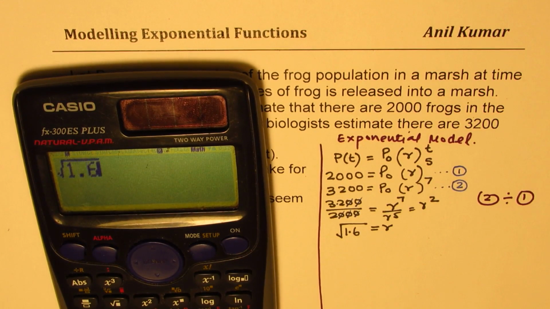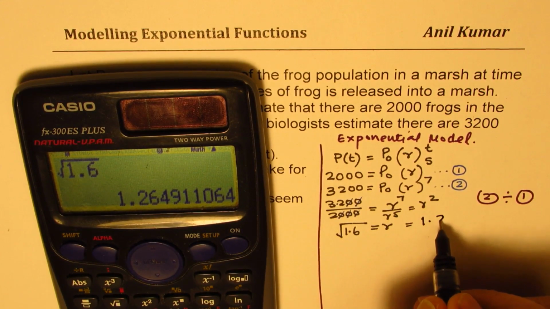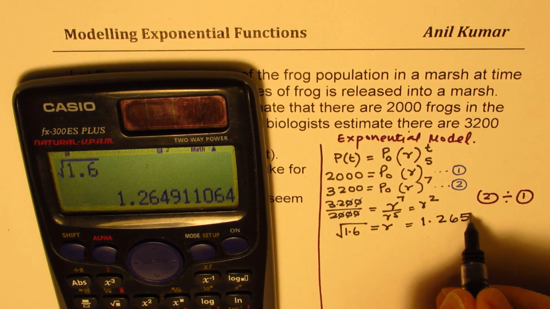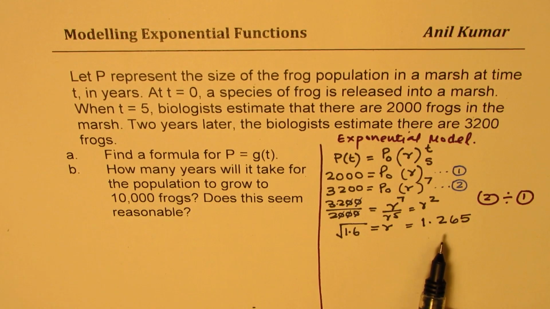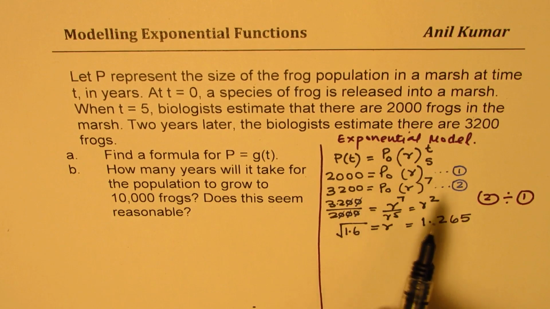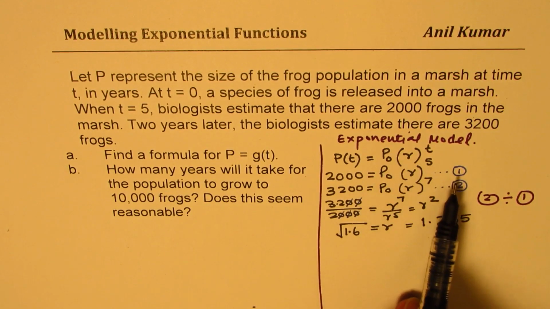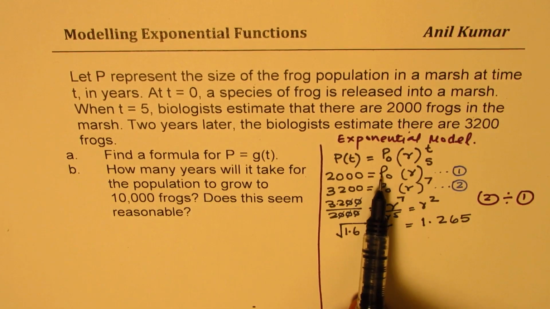Square root of 1.6 is equal to, in decimals, 1.265, let us say, right? Okay, so that becomes the rate of growth, 1.265. Once we know the rate of growth, we can find the initial population introduced using any one of our equations, right? So let's use the first equation and find P0.